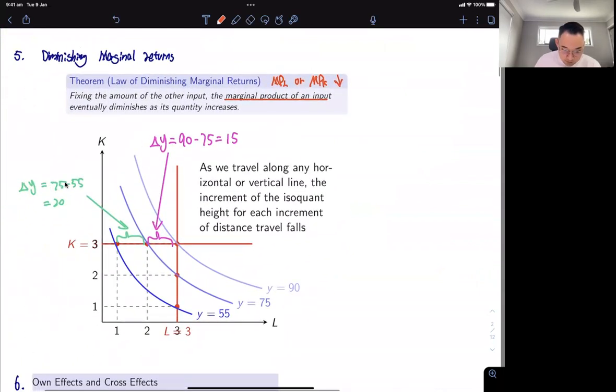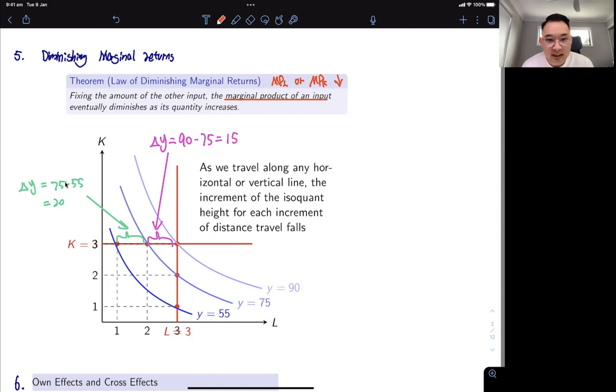So next we have diminishing marginal returns. The law of diminishing marginal returns says, fixing the amount of the other inputs, the marginal product of an input eventually diminishes as its quantity increases, okay? Which means when you increase more labor, the marginal product of labor is going to decrease. When you increase more capital, the marginal product of capital will decrease, okay?